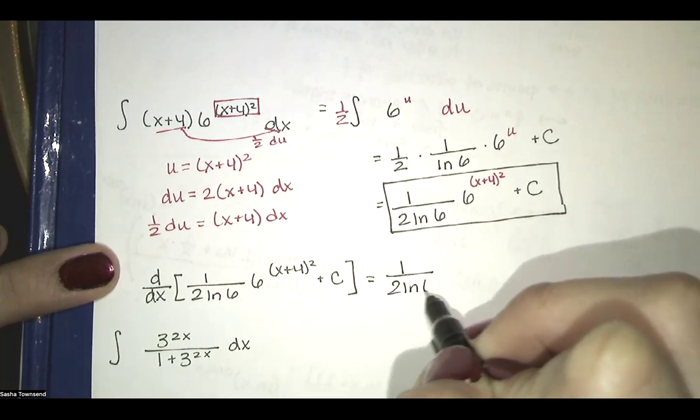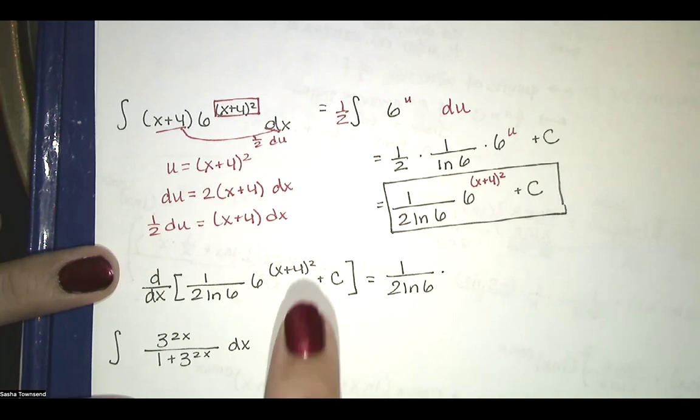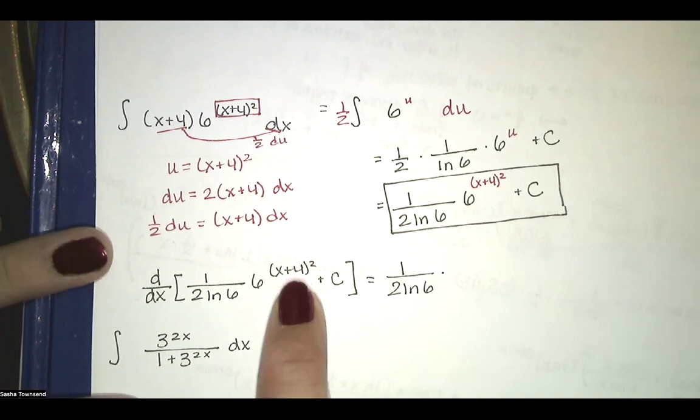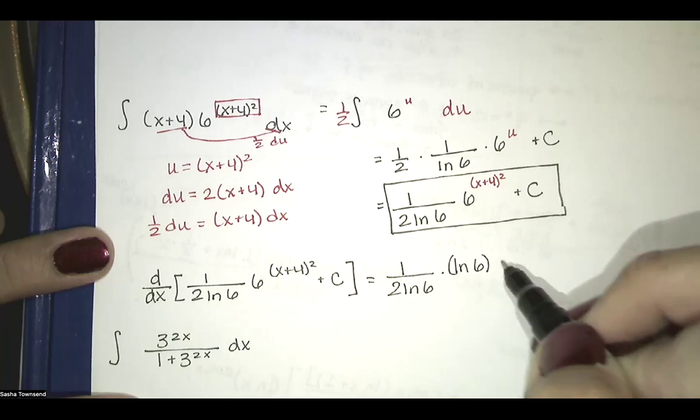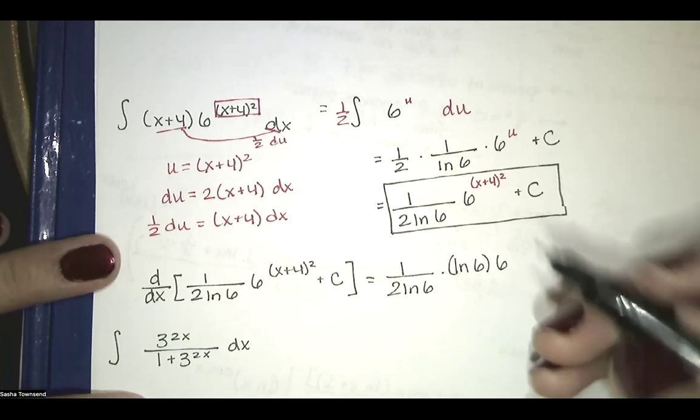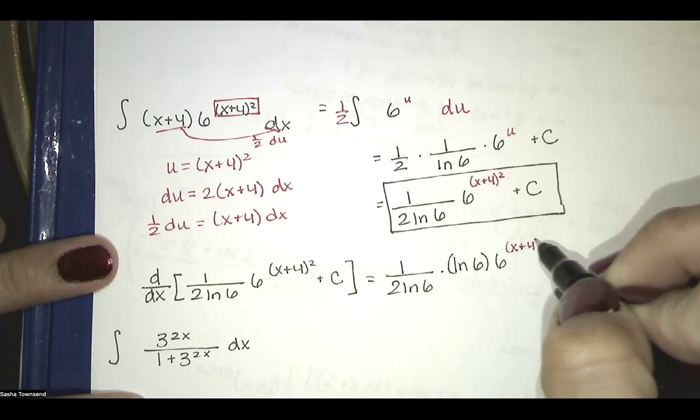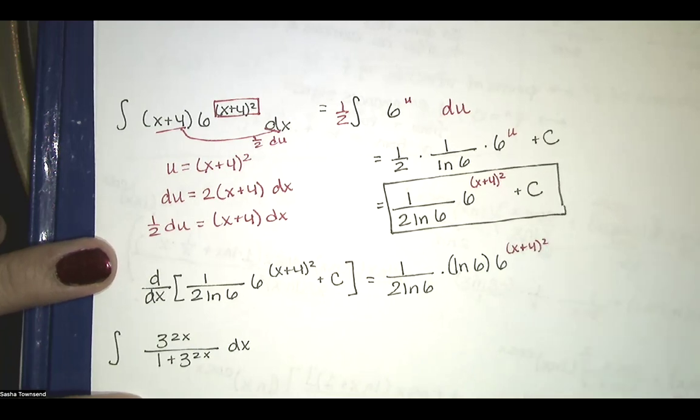That are constant, bring that down. And then you have the derivative of 6 to some power. The derivative of 6 to some power is natural log of 6 times 6 to the exact same power times the derivative of the inside by the chain rule.